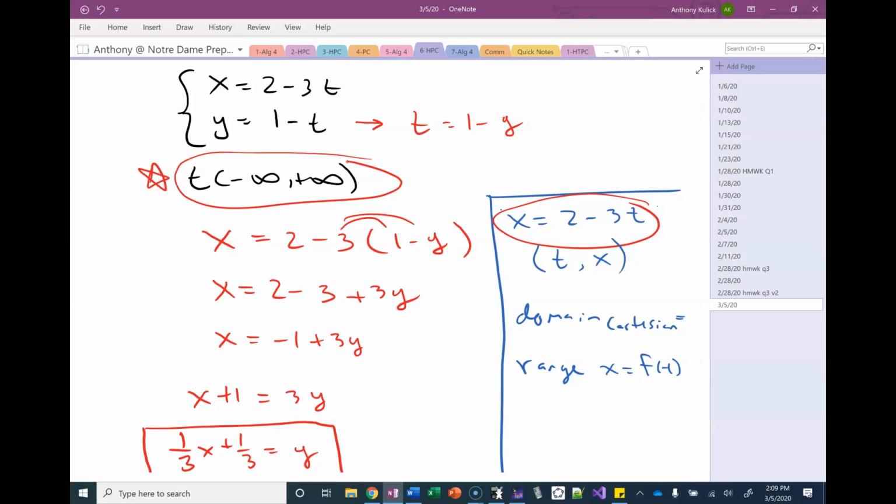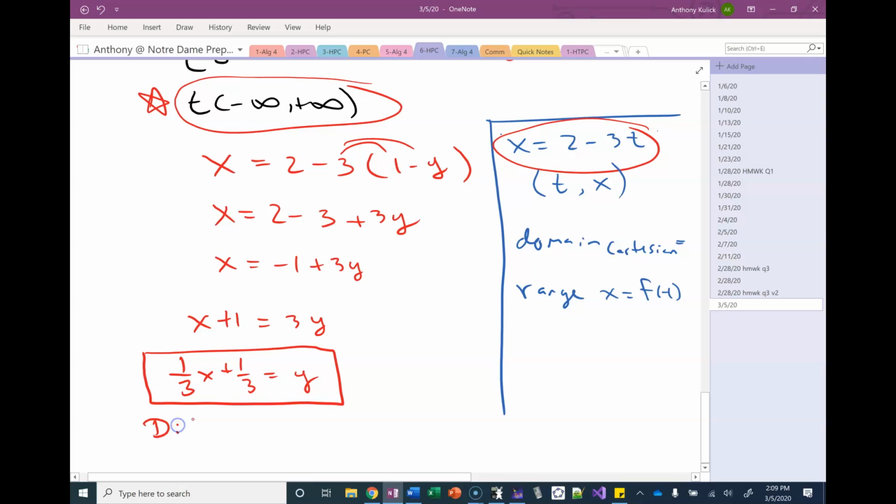So x equals 2 minus 3t is what kind of an equation? It's a linear equation. Very good. The domain for this linear equation is all real numbers, right? That's just from the interval of the parameter. So what's the range for that going to be then if the domain is all real numbers? Also all real numbers, right? So I know the domain for this is also going to be all real numbers.